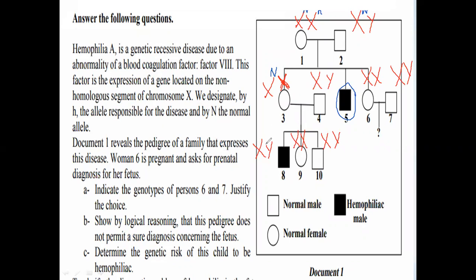XH, one from the mother, from one of the parents, but she should inherit it from the mother. So it will be XN, XH. Very good. While individual 4 is normal, so obligatory what will it be? XN and Y. Very good.